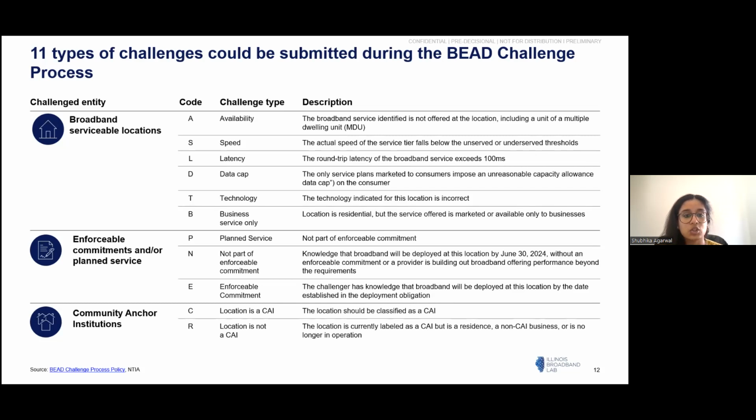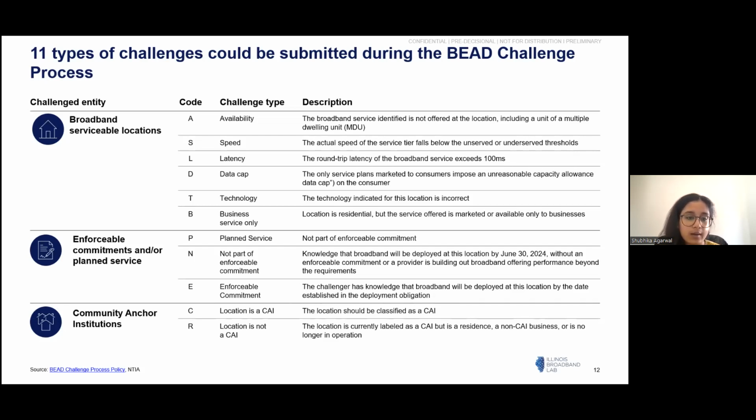So again, when we share out that map, there's going to be information on various areas that might have received prior funding. That's also going to be up for a challenge and helping us get a better sense of which of those areas may or may not be covered through previous funding efforts.